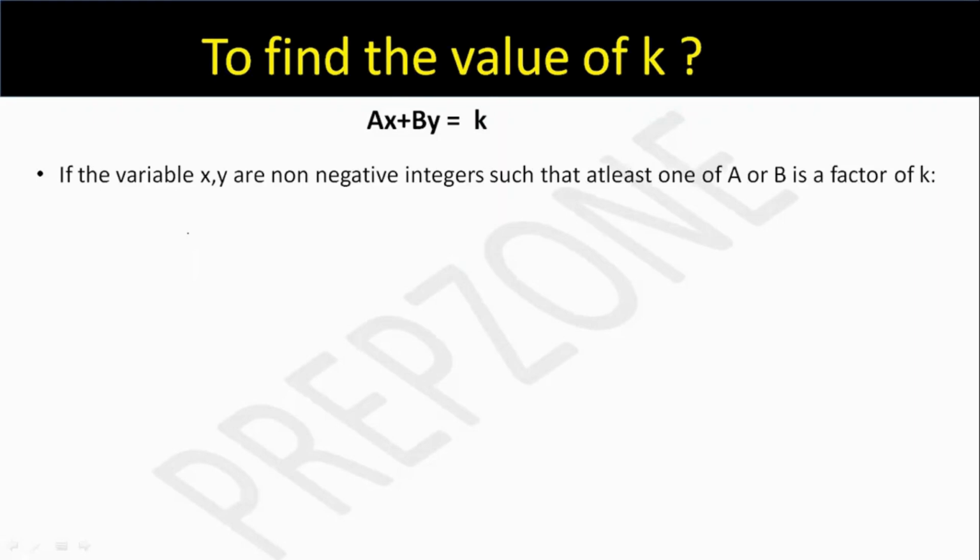Okay? So there are certain conditions. Maybe just read this. Don't write it because in the next slide I have a summary of this. That is the only thing you can make in your notebooks. So here the conditions are: if the question is saying that x and y are non-negative integers such that at least one of a or b is a factor of k, which means it should not be like this is 2, this is, so for example we have seen in the last question, 2x minus 2y equals 15.